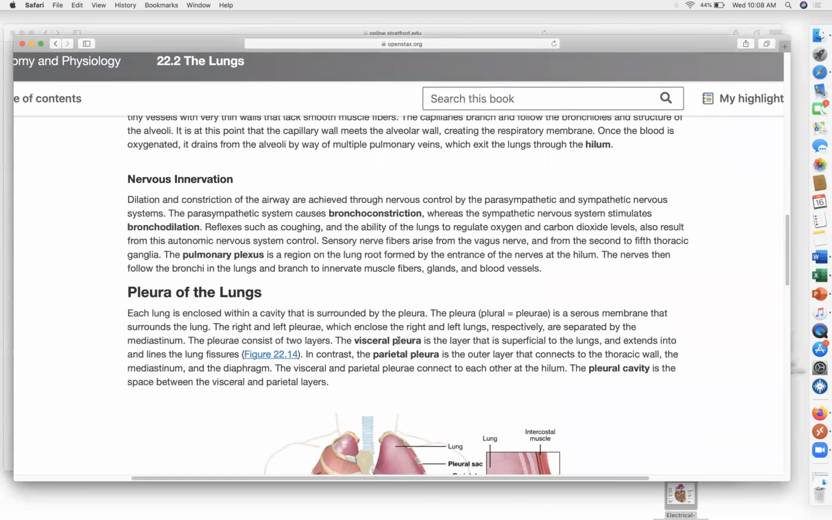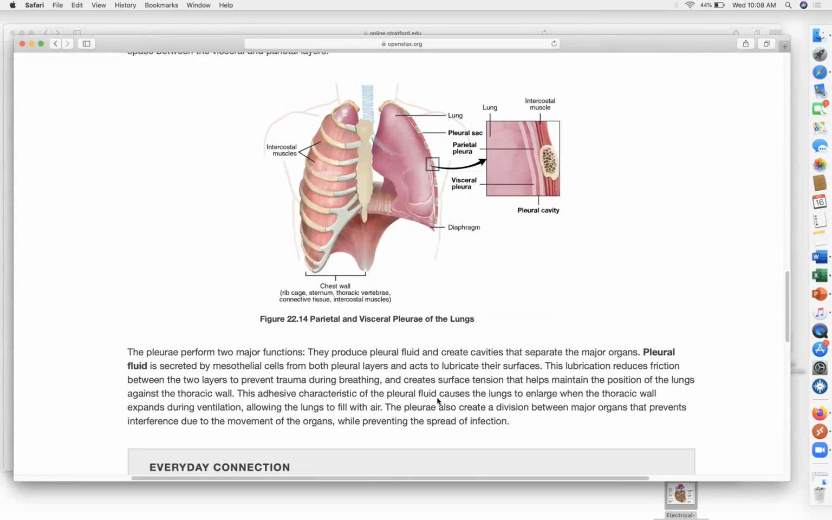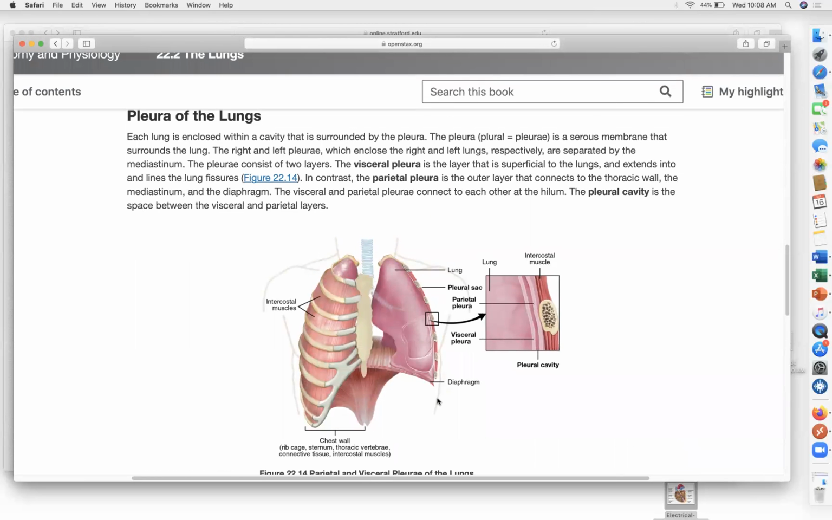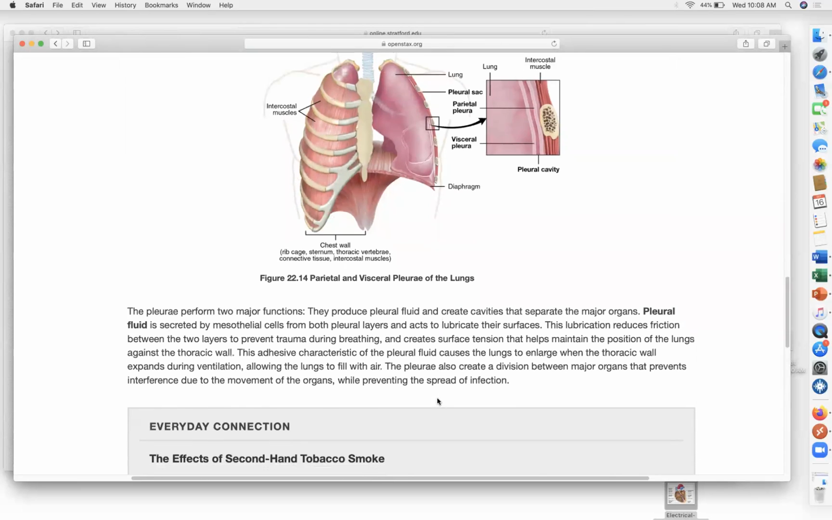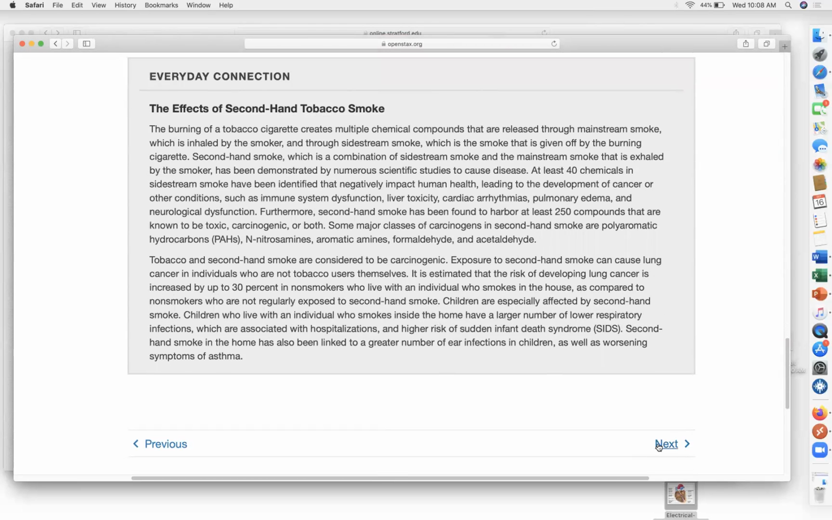Now, remember, visceral and parietal pleura. The visceral is the inside, the guts. And when you have two things you got to memorize, you memorize one like your life depended on it, and the other one is simply the other one. So I always remember visceral, guts.